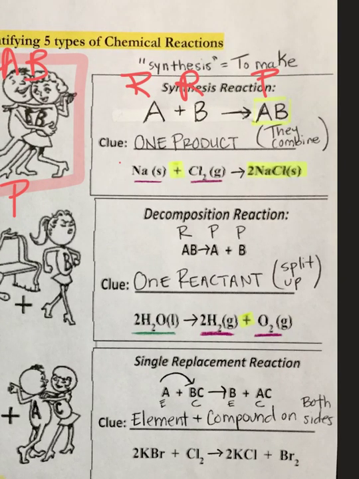So they give you an example right here. So they had Na plus Cl, and after the arrow, they combined to make one product. One product, 2 reactants.